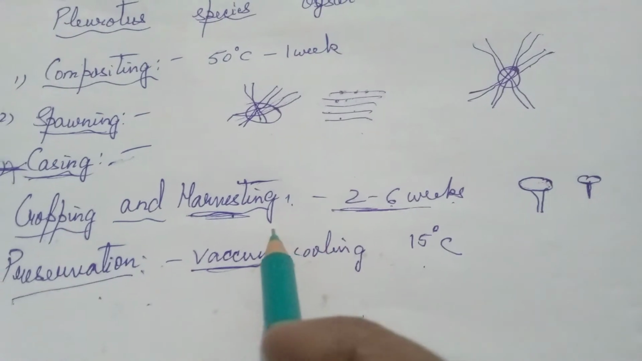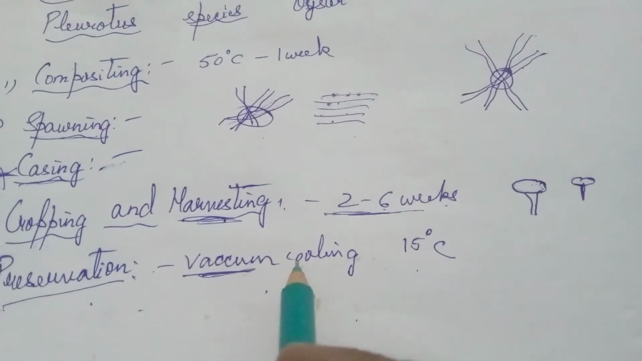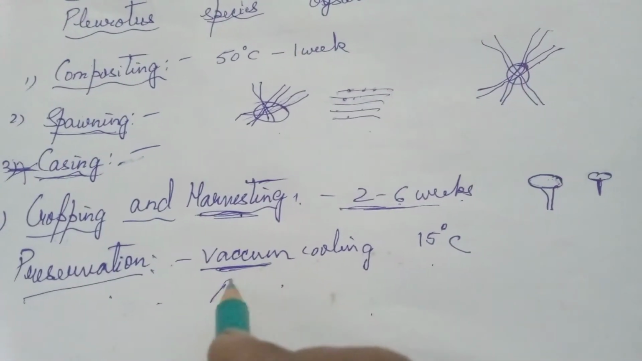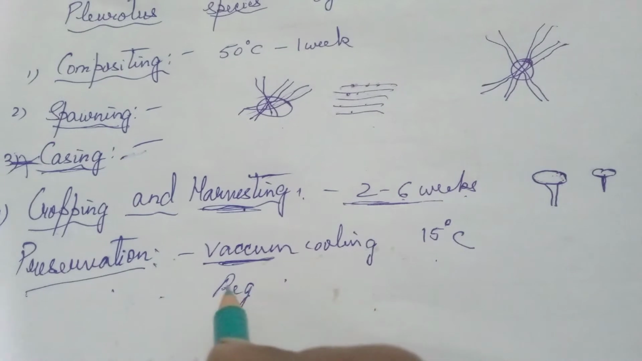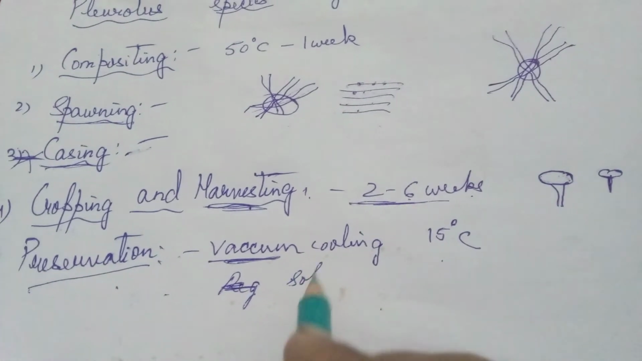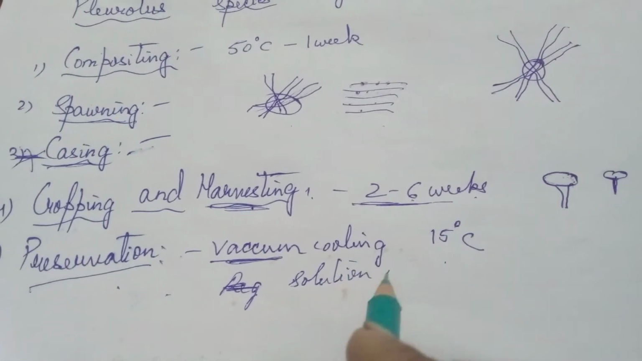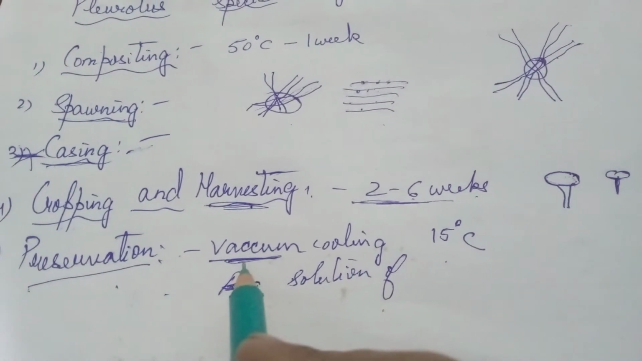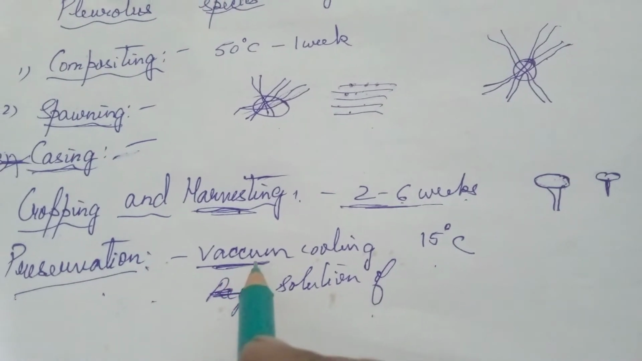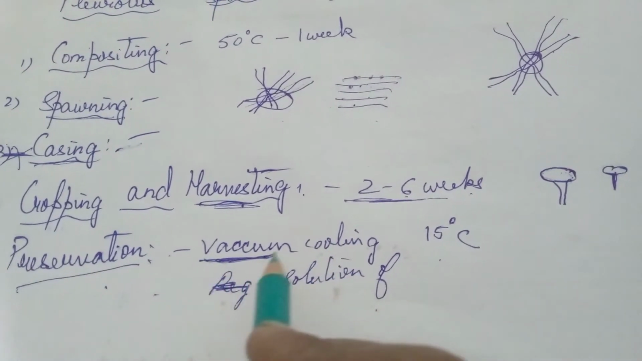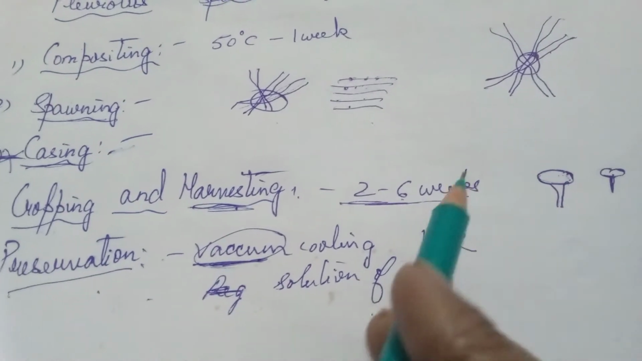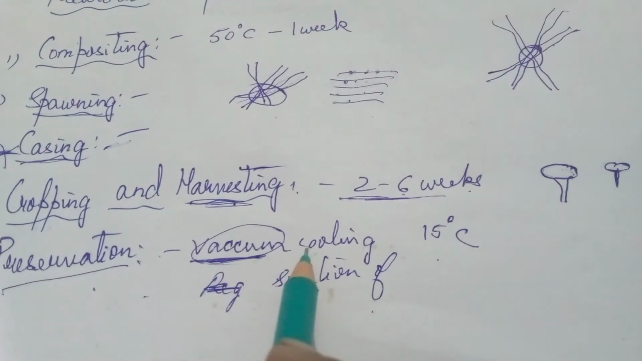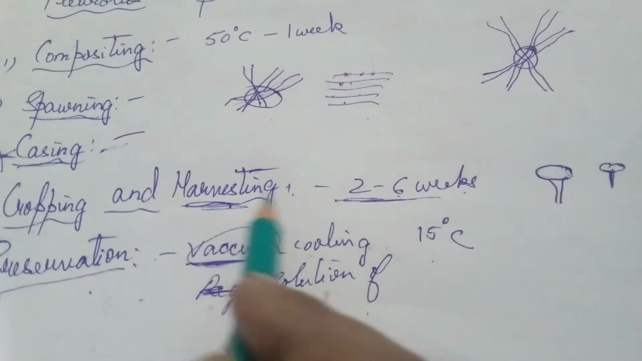So usually they are preserved either by vacuum cooling, or it can be done by keeping it at very cold temperature. Got it? That is in a solution of brine or ascorbic acid or citric acid. Then, what is actually vacuum cooling? The air is removed so that there is no presence of bacteria to destroy or infect the mushrooms.